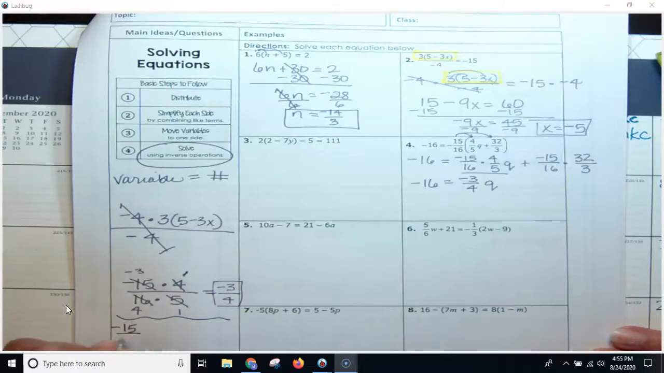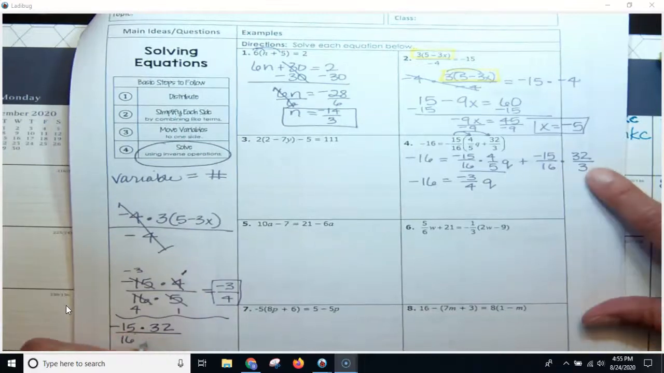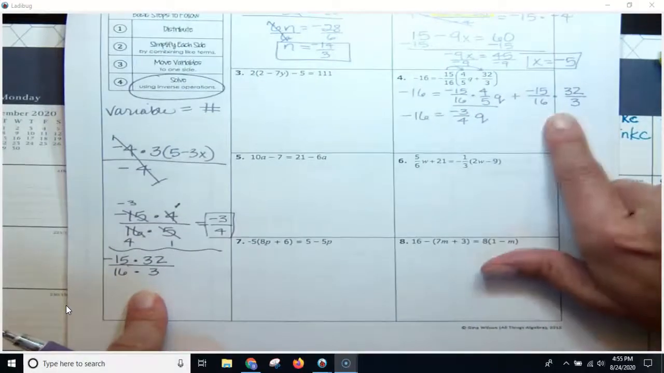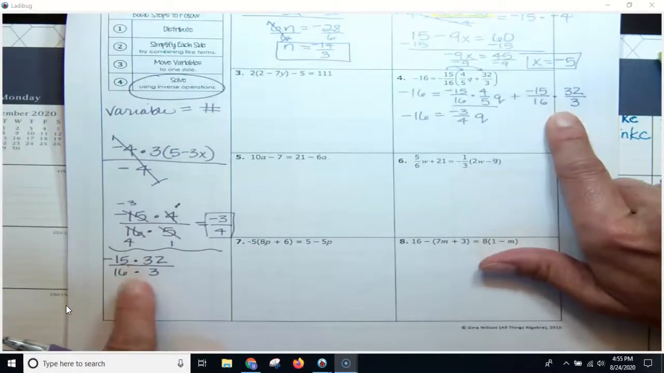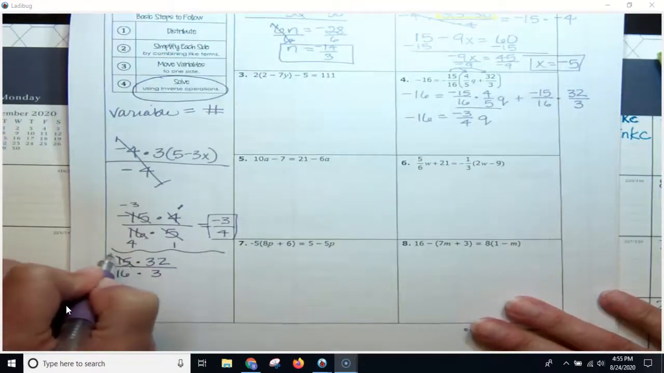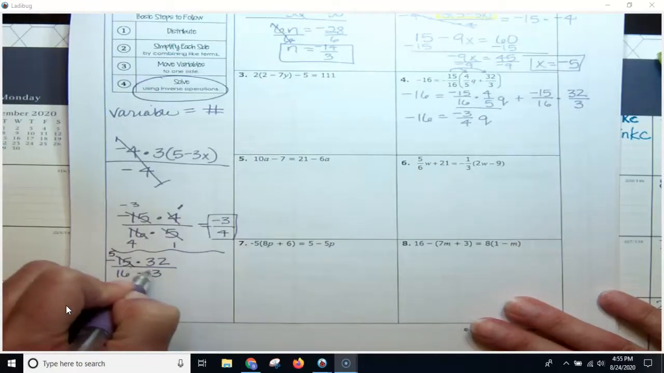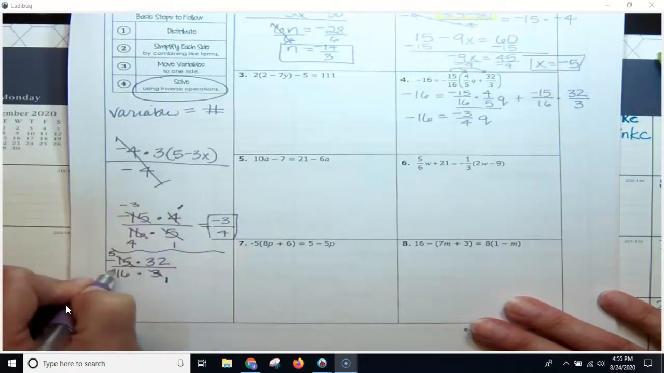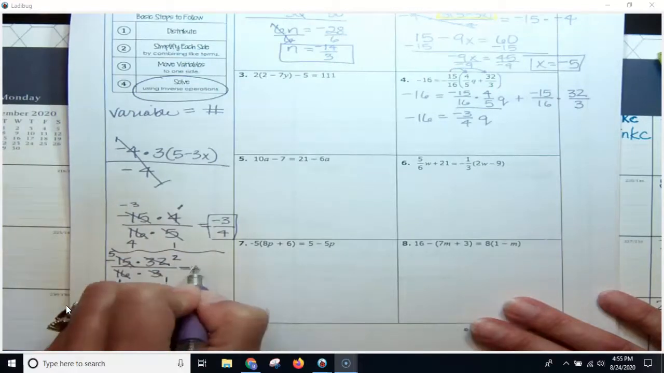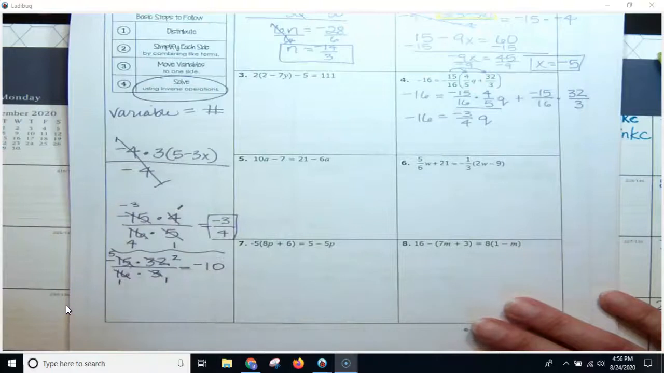So negative 15 over 16 times 32, that's in my denominator, times 3. Okay, I'm rewriting this like this. The nice thing is I can do these in my head. I know that negative 15 divided by 3 is going to be negative 5, and 3 divided by 3 is 1. I know that 16 goes into 16 one time, and 16 goes into 32 two times. So when I multiply it, I get negative 10 over 1, which is just negative 10.